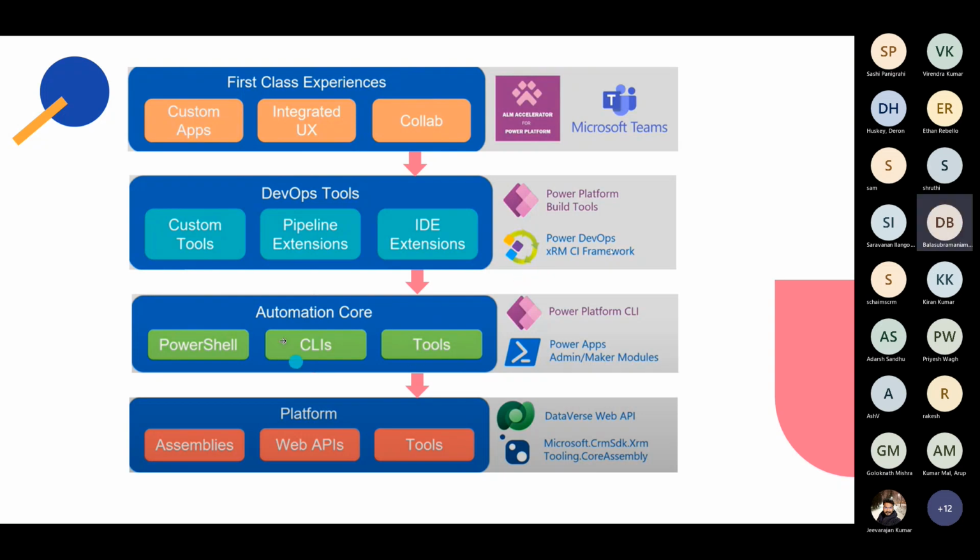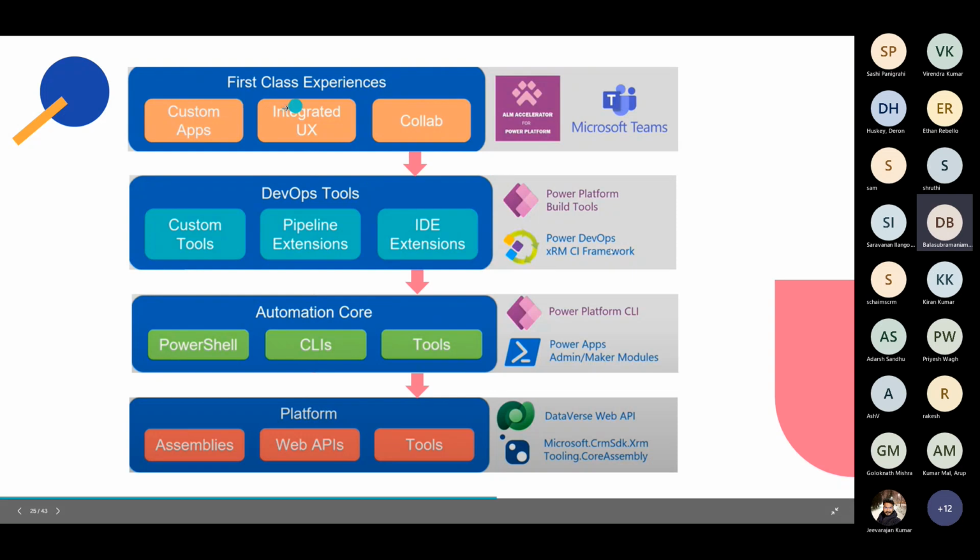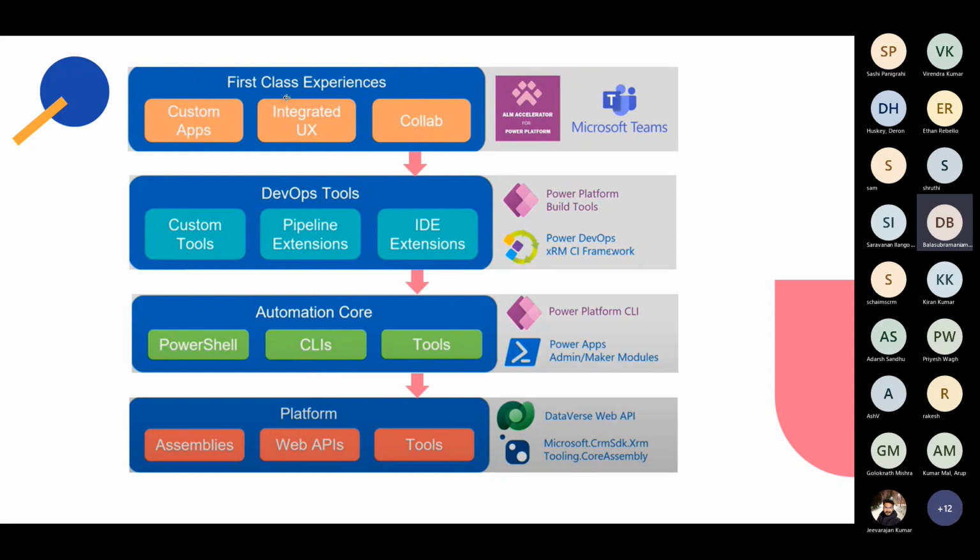And next, on top of all these things, you can create the first class experience. You can build your own Canvas app for the deployments, or have your integrated UX, or use some tools like Collab. Using this, you will have a first class experience for your complete deployments. Because you will build all this piece, but we need some UI so that the developer can come and give the command: this is the solution I need to deploy, and this is the component I need to include as part of the solution. All those things need some place to give their input, so they will sit in this first class experiences layer.